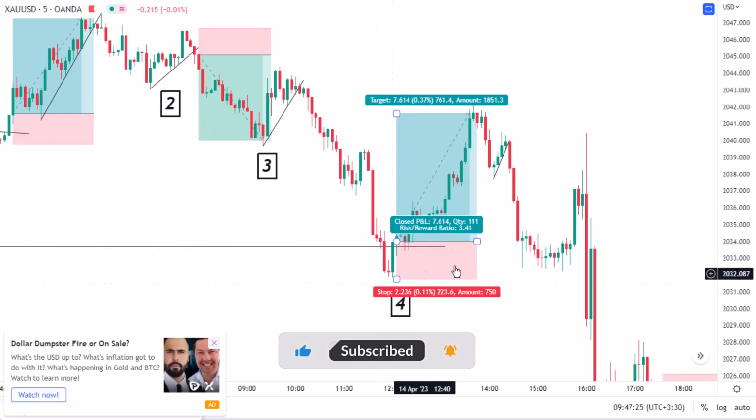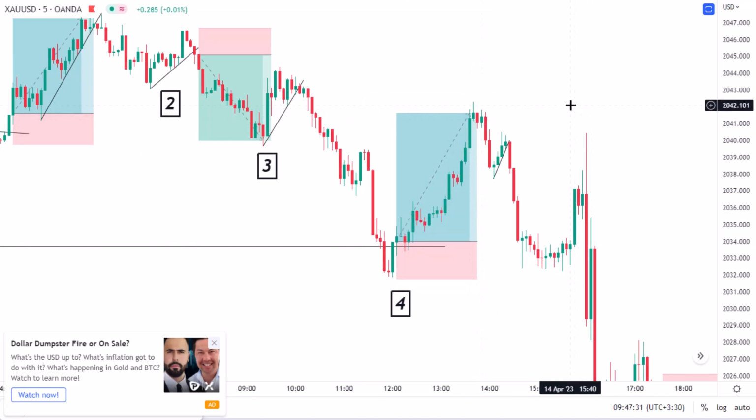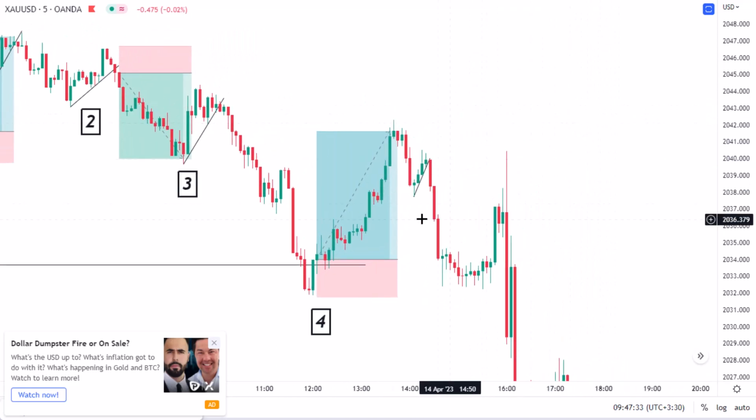So we enter here, put our stop loss below the candles, and it gives us a reward of 3.5 somewhere here, which is a really nice reward. Also, we did have the chance to enter a sell position on this breakout too.